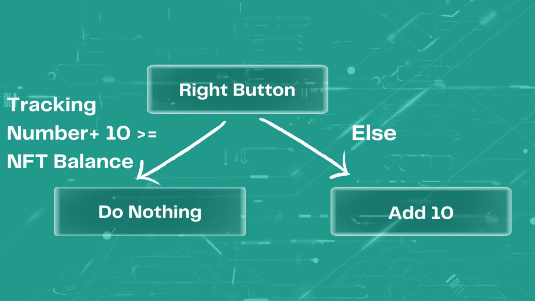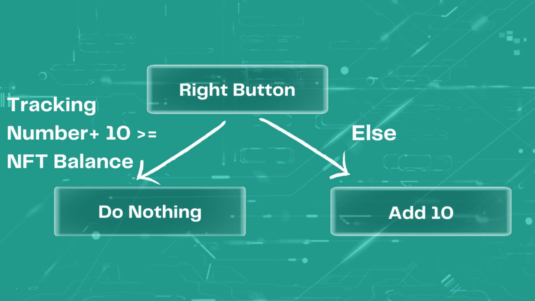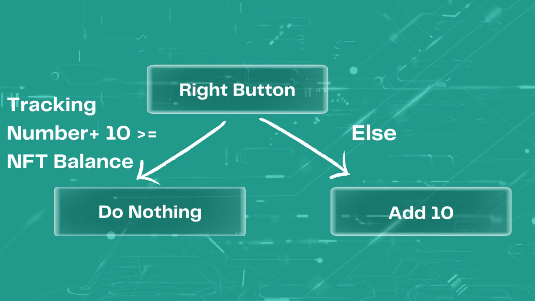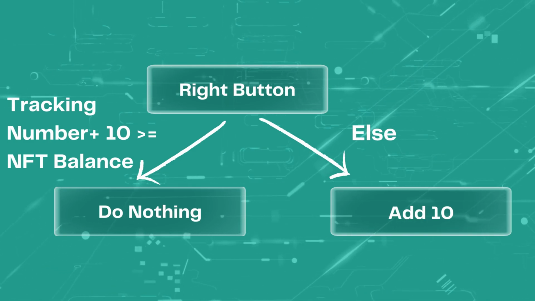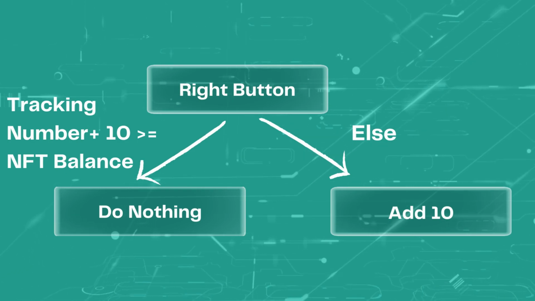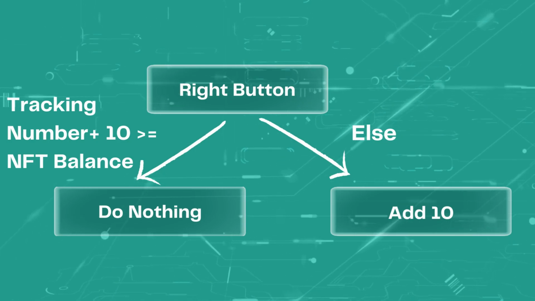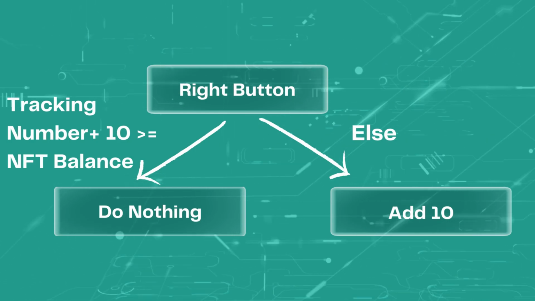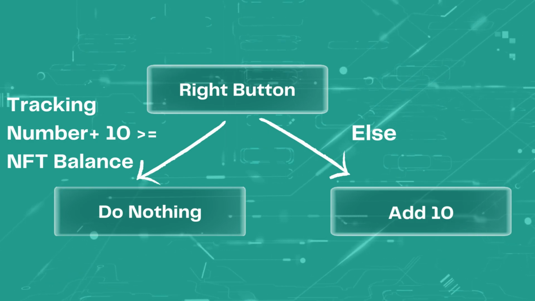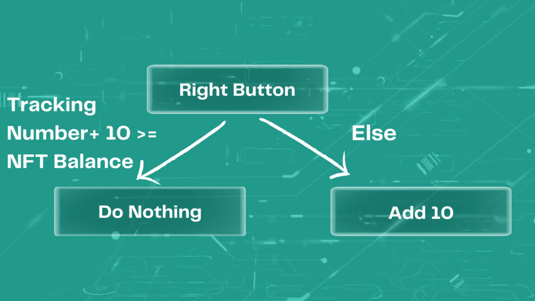The same logic goes for the right button. We want to increase the variable by 10 each time the button is clicked. However, there is a limit to how much it can go up to. We want to make the button useless once it displays the last few NFTs a user has. For example, if a user has 32 NFTs, we do not want to make the tracking number variable go to 40 and beyond, as nothing will show up.